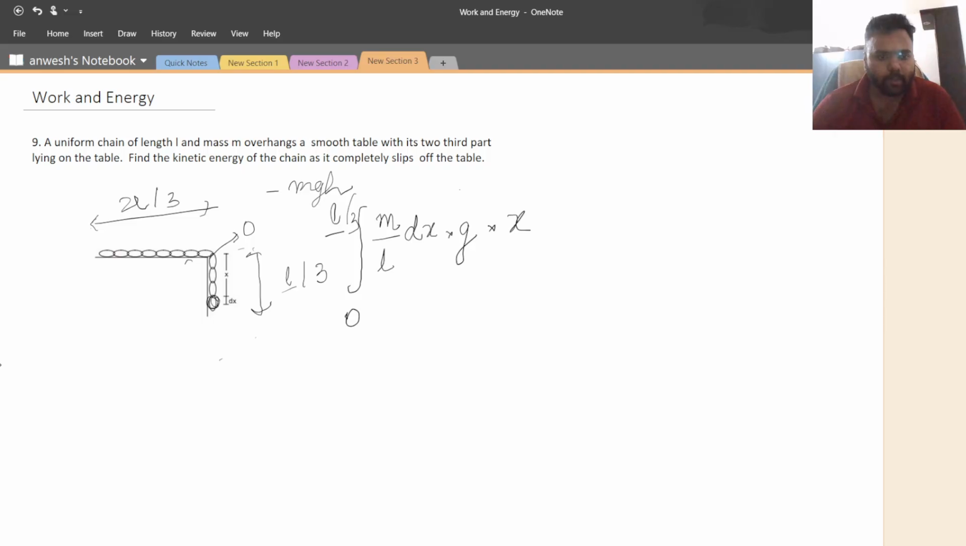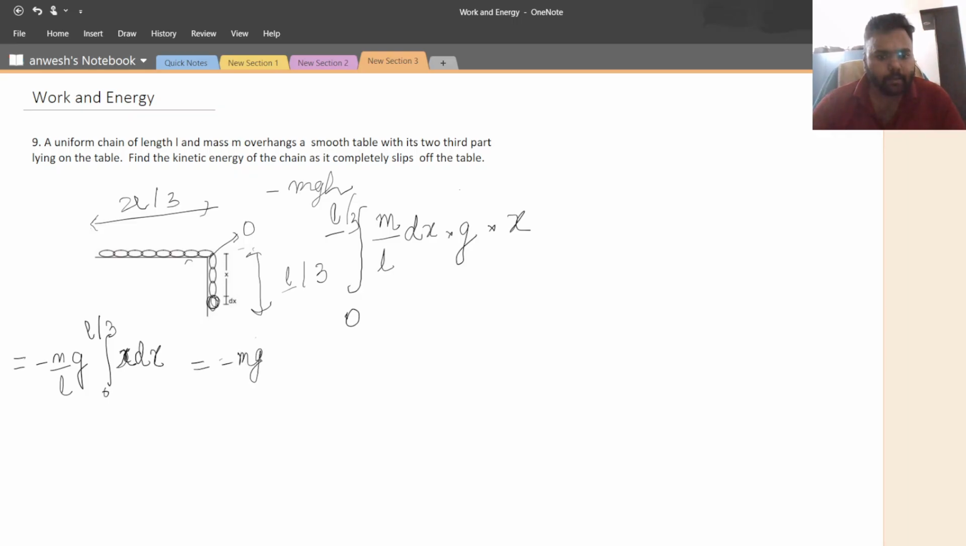So this will come out to be m by L times g, and a negative sign here, x dx, and integrate it from 0 to L by 3. This will give the potential energy of the hanging part.